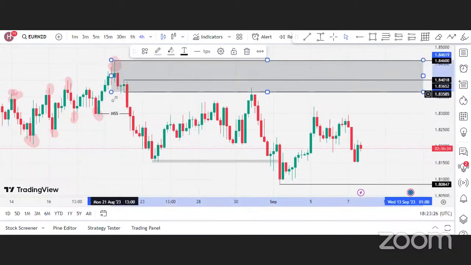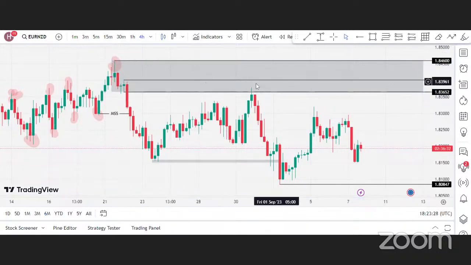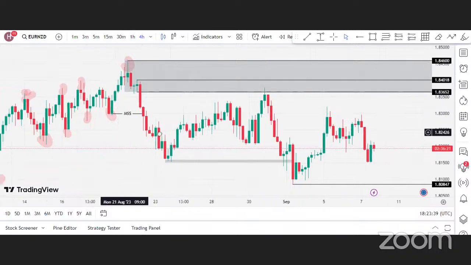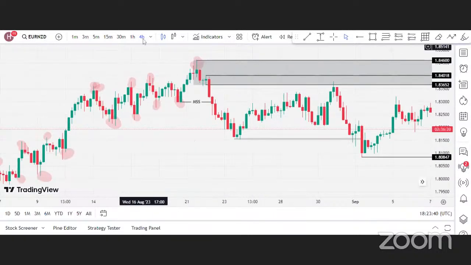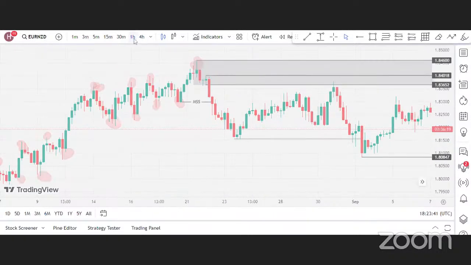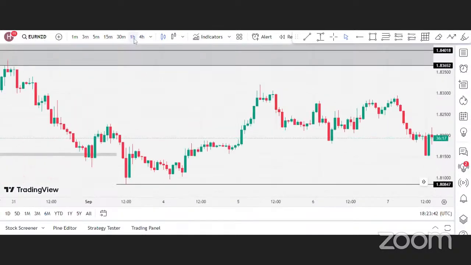All this area right here is our resistance zone. They are all our resistance zone, okay? Because if you see what is going on around here, let's go to the lower time frame so that we can see this better. I'll show you why it is a resistance zone and why the market is respecting that.